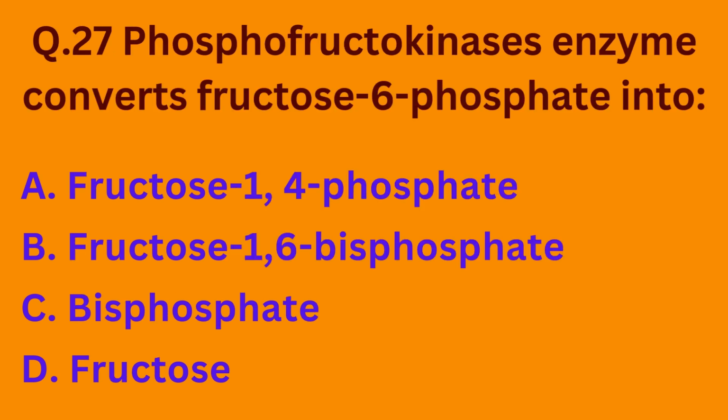Coming to next question. Phosphofructokinase enzyme converts fructose 6-phosphate into option A fructose 1,4-phosphate, option B fructose 1,6-bisphosphate, option C bisphosphate, option D fructose. So basically phosphofructokinase enzyme converts fructose 6-phosphate into fructose 1,6-bisphosphate. So the correct option is option B.